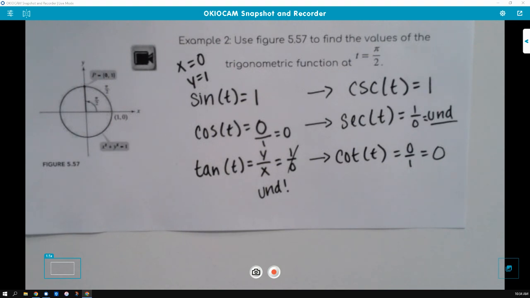Your assignment today, don't overthink it. Your x value in your coordinate pair is always cosine. Your y value in your coordinate pair is always sine. And then tangent is just y over x.